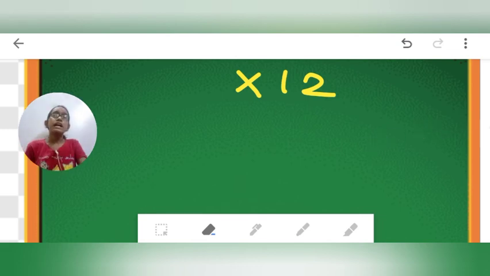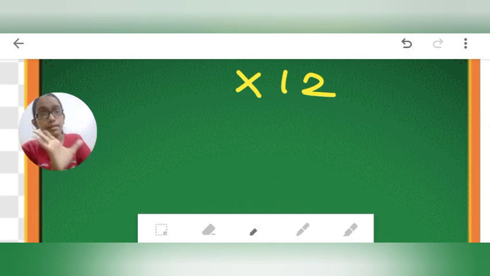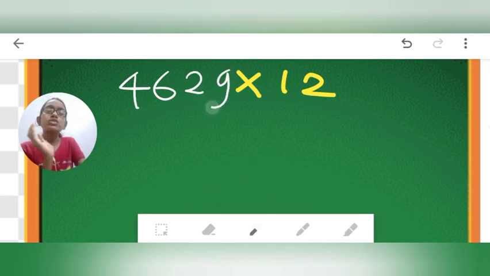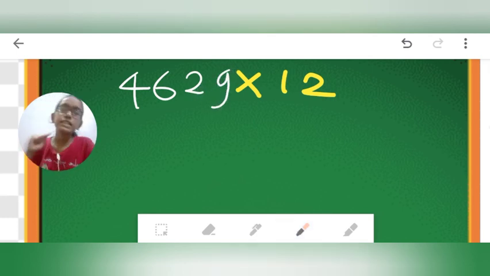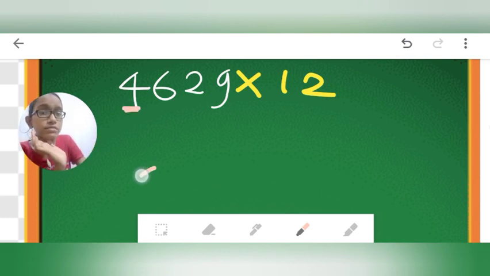Moving on, one of our last examples, let's solve this. Now this last example, I want you guys to focus and give most of your attention here. Just attend to this properly. What I will do here is, I will take a 4-digit number, 4, 6, 2, 9. You see, this is a 4-digit number. The steps would be a bit extended here. What you will do is, carry the 4 down.